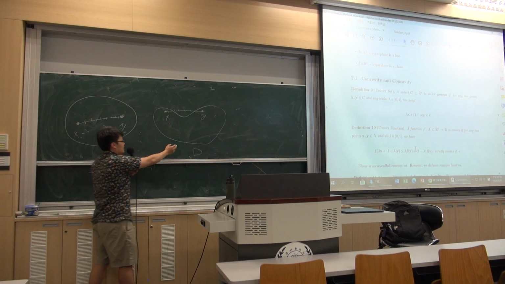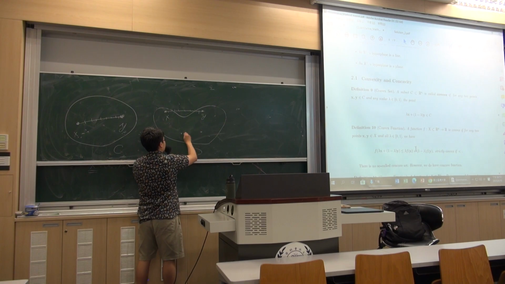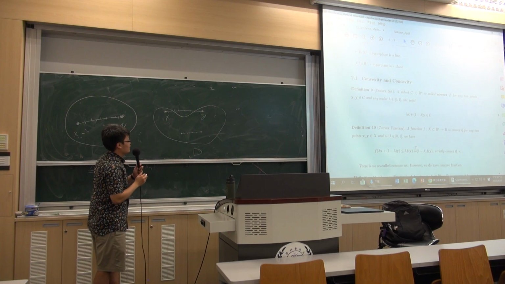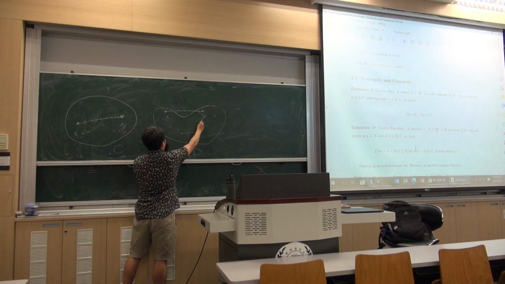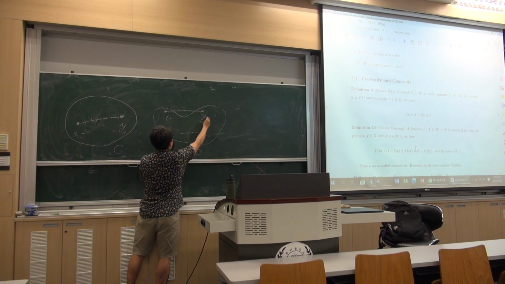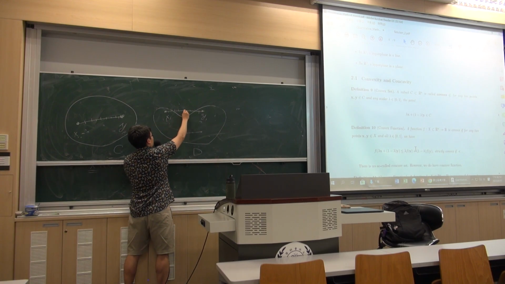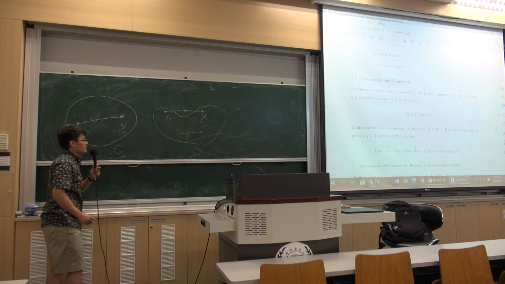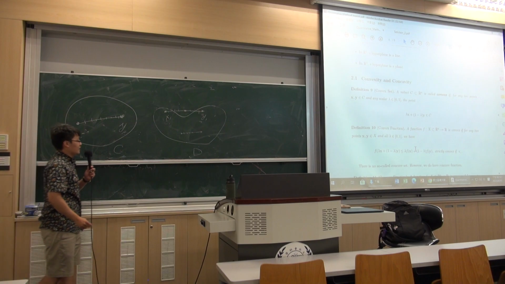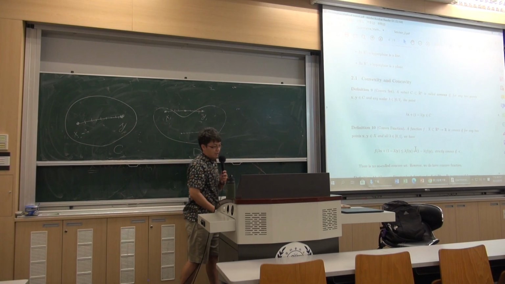On the other hand, here, although I can still find some points that satisfy these conditions, there exists a pair like this one. I'll call it x1 and y1. When you do the linear combination, you will figure out, okay, I got some trouble here. This point is not within the set D, so this is not a convex set.